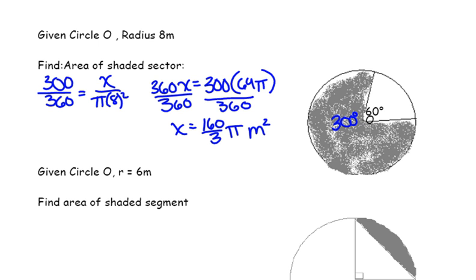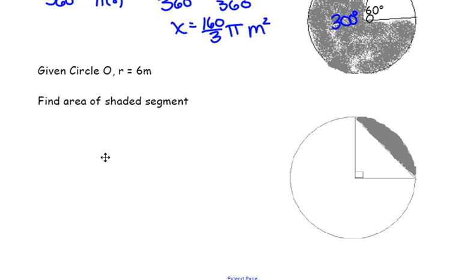All right, moving down to this next question. So we've got the circle, it's got a radius of 6, and we need to find the area of the shaded segment. So what process would you do to solve this? I want you to think about that right now. Pause it, think about what your exact process is, write it down, and then come back and check and see if you're right.